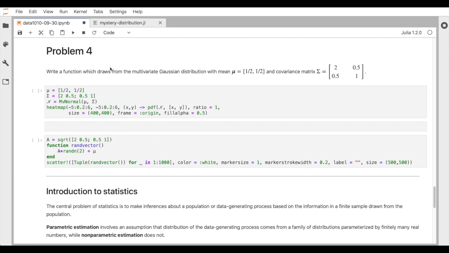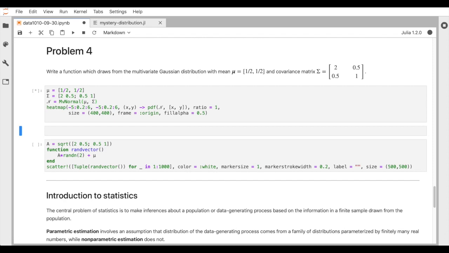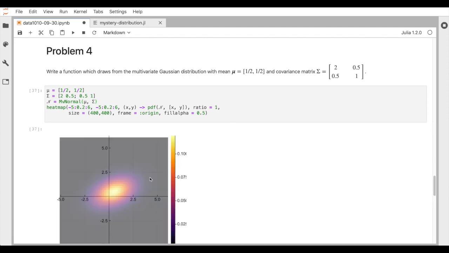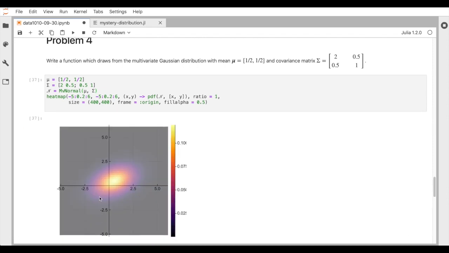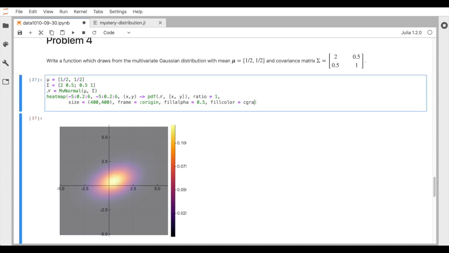So in problem 4, we're looking to write a function that draws from a multivariate Gaussian distribution with mean mu, and covariance matrix sigma given by 2, 0.5, 0.5, 1. And recall the way the multivariate normal distribution looks. It's got these elliptical level sets. The mass is more piled up in the middle, and it gets lighter as you move away.